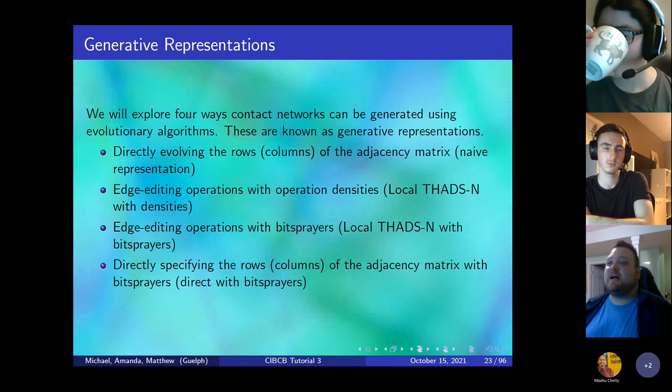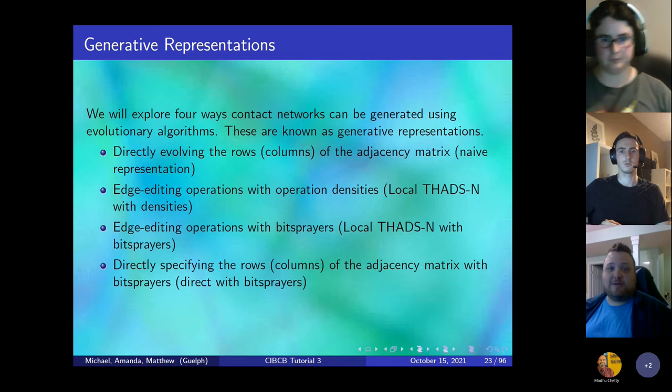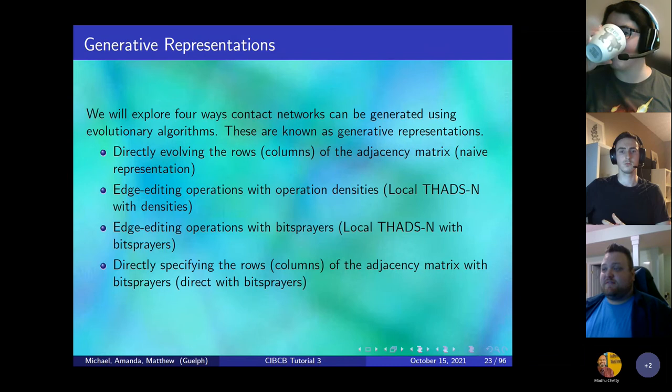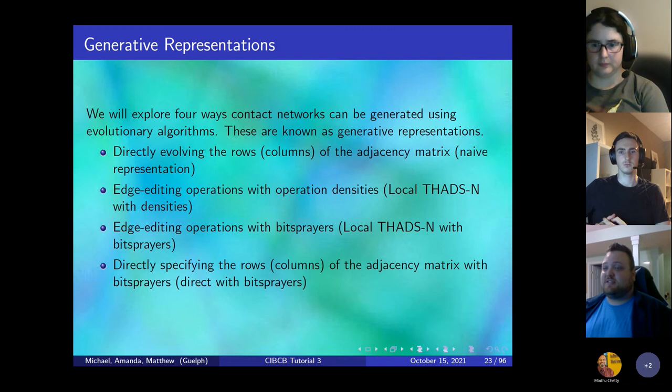Okay, so now we will explore 4 ways contact networks can be generated using evolutionary algorithms. These are known as generative representations. The first one is directly evolving the rows or columns of the adjacency matrix, known as the naive representation. Next, we develop some edge editing operations, and we use operation densities to determine which operations to apply to a starting graph. Then we use those same operations, and instead of using the densities, we use bit sprayers to generate which operations to apply to a graph. And lastly, we use bit sprayers once again to directly specify the rows or columns of the adjacency matrix. Some repetition there. So let's get into it.